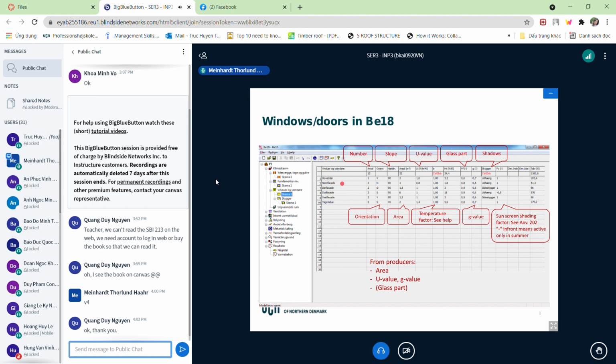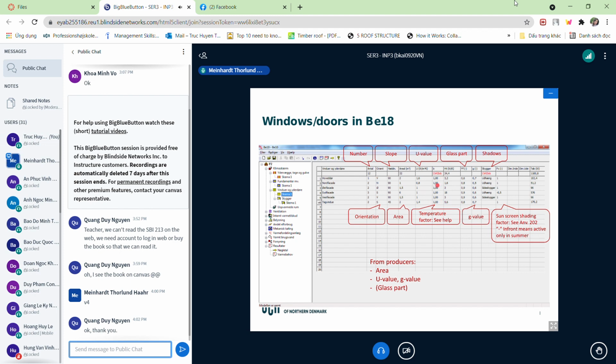Area, basically the area of the window. This includes the frame of the window. So when we're talking about windows, it's the glass itself and the frame and glazing. And what is the U value of the window?